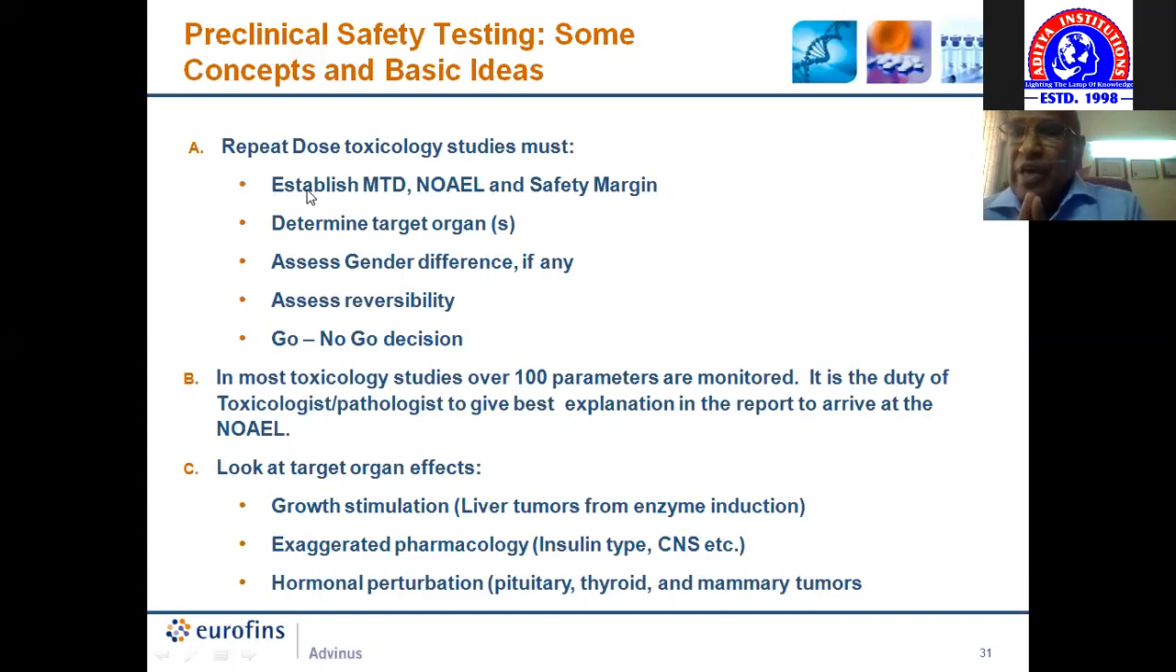The low dose which did not produce any effect is called the no observed adverse effect level, NOAEL. We also establish the dose that produces toxicity, and we determine the maximum tolerated dose. Based on the NOAEL, we determine the safety margin, which I'll come back to in the last two, three slides. And we determine target organs and gender specificity, very important. There are some drugs which are uniquely sensitive to males, and in some cases to females. We need to decide on that. Then assess reversibility, which we talked about.